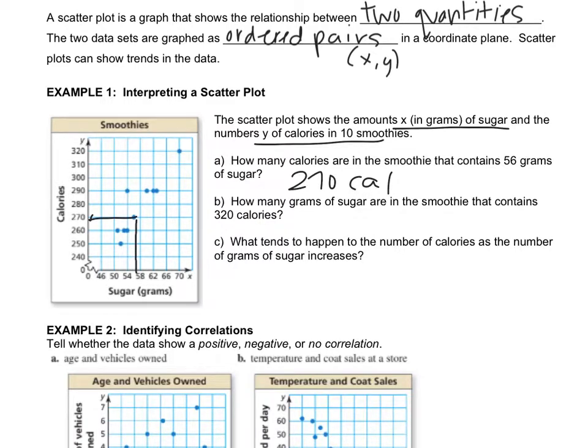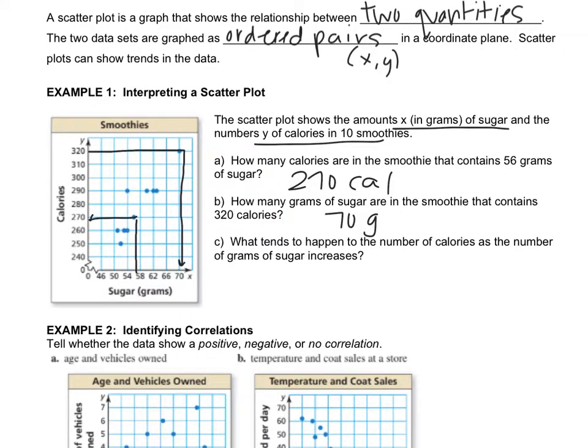How many grams of sugar are there in a smoothie that contains 320? So you go to 320, you find where the dot would be, and you bring it down, and that is 70 grams. That's a lot of sugar. The last question asks you to show something that you notice about a trend. What tends to happen to the number of calories as the number of grams of sugar increases? Well, you can see from the dots that they're going kind of upward.